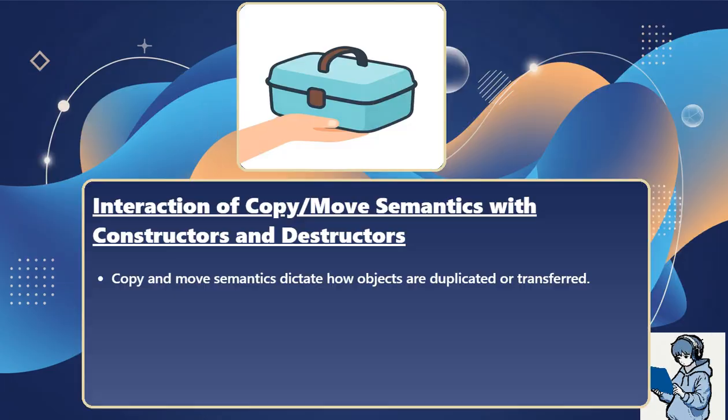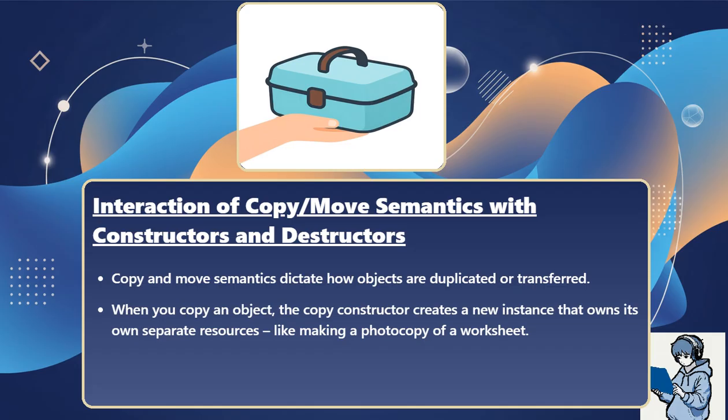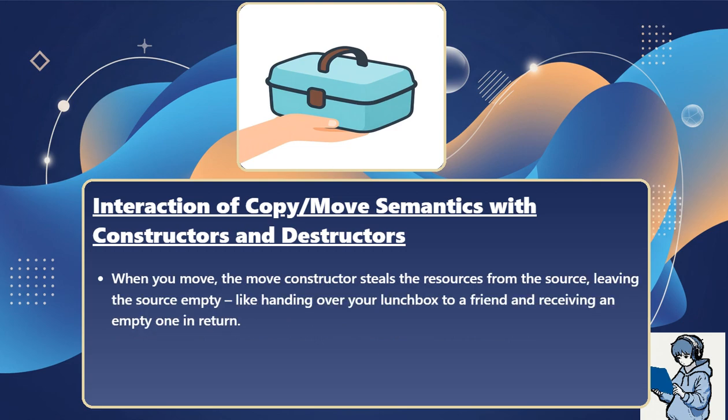Copy and move semantics dictate how objects are duplicated or transferred. When you copy an object, the copy constructor creates a new instance that owns its own separate resources, like making a photocopy of a worksheet. When you move, the move constructor steals the resources from the source, leaving the source empty, like handing over your lunchbox to a friend and receiving an empty one in return.